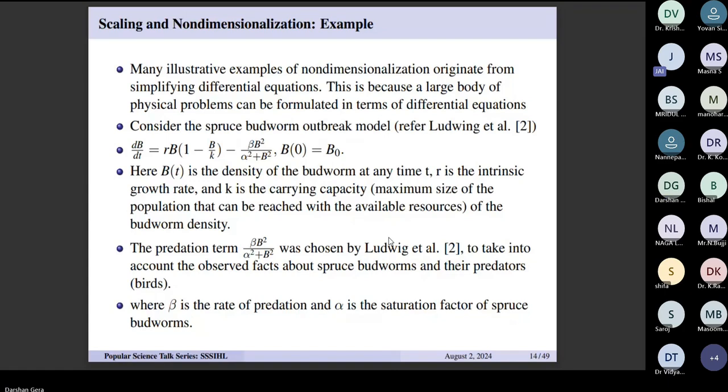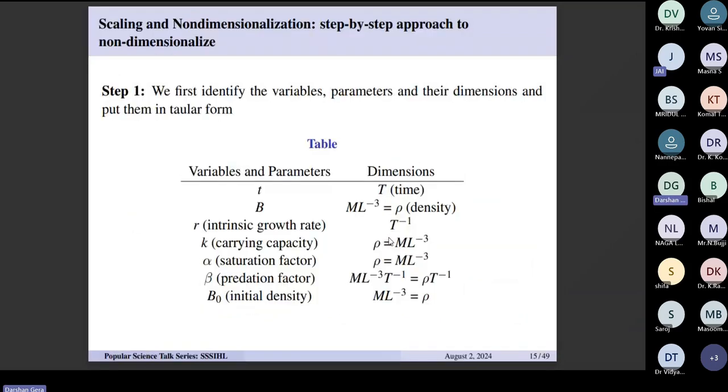Here, B(t) is the density of the budworm at any time t, r is the intrinsic growth rate. The meaning of every term is as we generally have in a model. Beta is the predation rate, alpha is the half saturation constant, and B0 is the initial density of B at time t equal to 0. This is the predation term, and it was chosen by Ludwig et al. For the detail, you can read this paper. Next slide. So here, we are going to make you learn step by step how you non-dimensionalize your system.